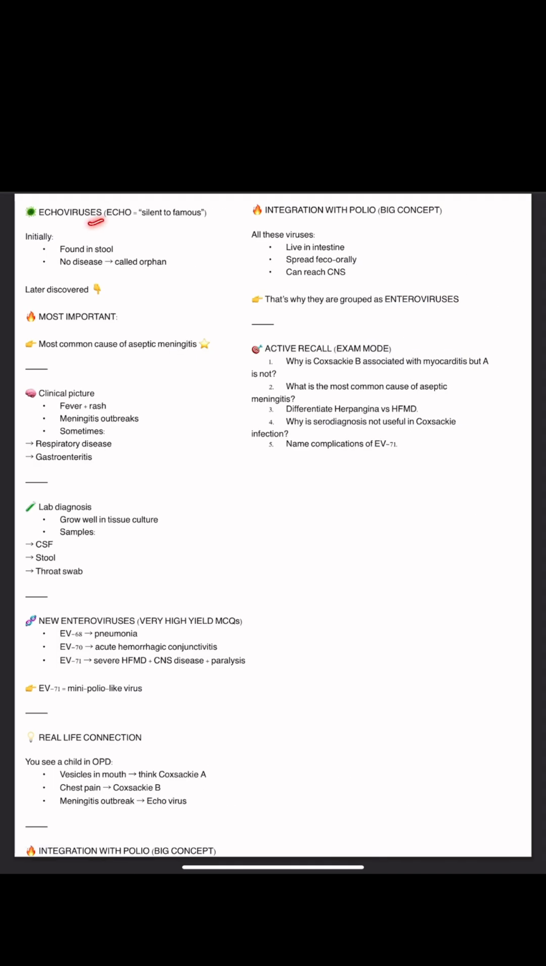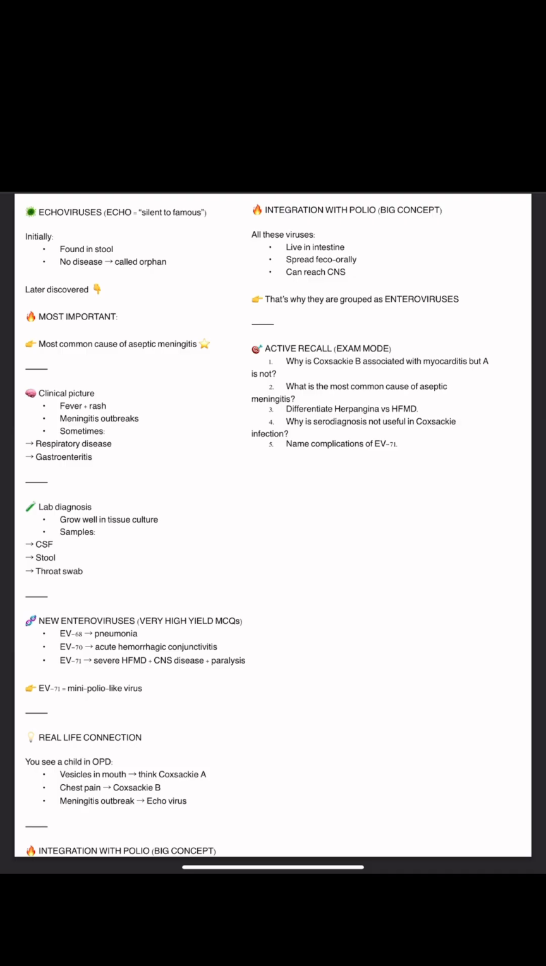Okay, so echovirus, from silent to famous. It was first silent, that is, there was no disease caused. Now it is very famous, like viral meningitis, which it causes. Initially found in stool with no disease, it was called orphan, but later many diseases were discovered. Clinical picture includes respiratory diseases and gastroenteritis. Sometimes it causes these. Lab diagnosis: grows well in tissue culture, samples are CSF, stool, throat swab.